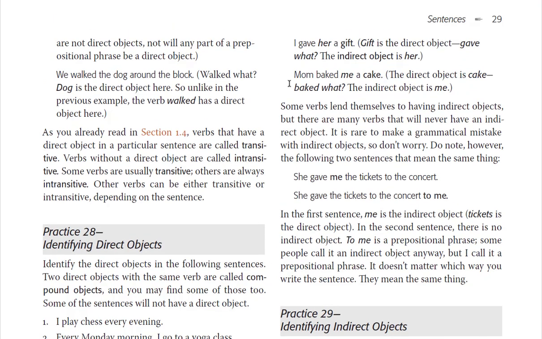I gave her a gift. Okay, this one is a little bit tricky. In this case, I gave to her. You see, in English, you're supposed to say, I gave to her a gift. But we don't say the "to" anymore because "to" is understood. So, I gave her a gift. Gift is the direct object. Her is the indirect object.